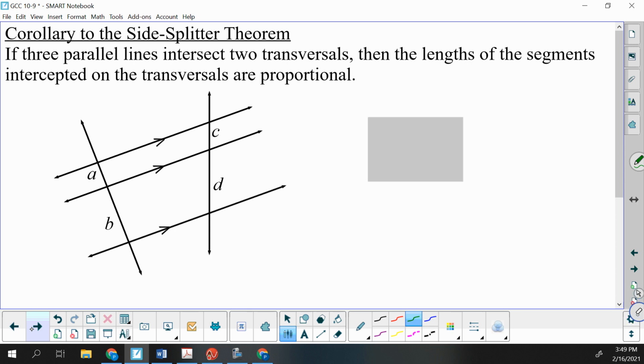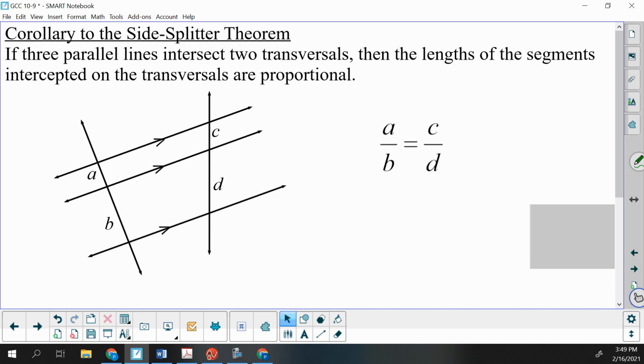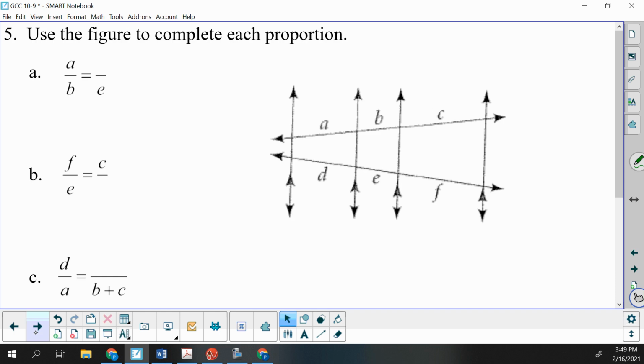Moving down to the bottom, we've got multiple parallel lines. Well, this is still just our side splitter theorem. We could do A to B equaling C to D, or we could go across and we could say A to C equals B to D. In either case, when you cross multiply, you get AD equals CB. Flipping over to page 59, we'll see if we can apply that.